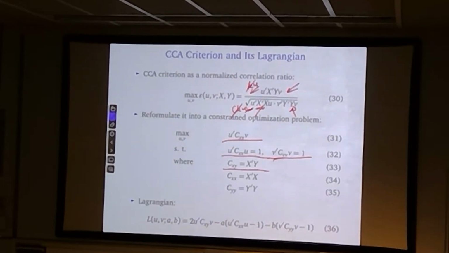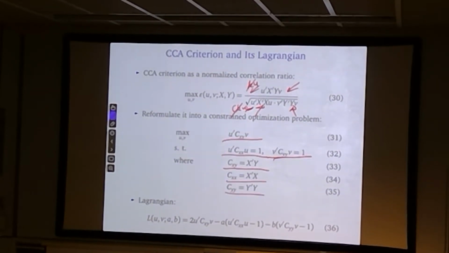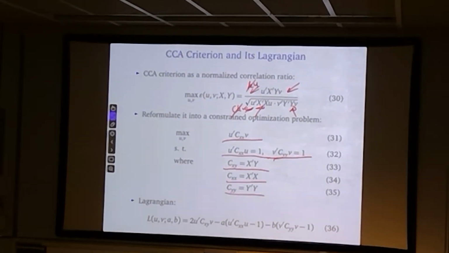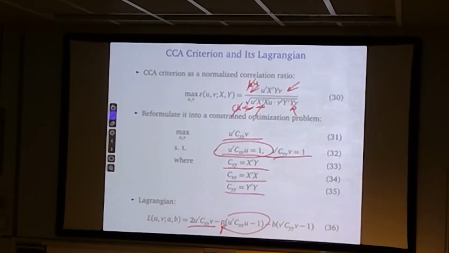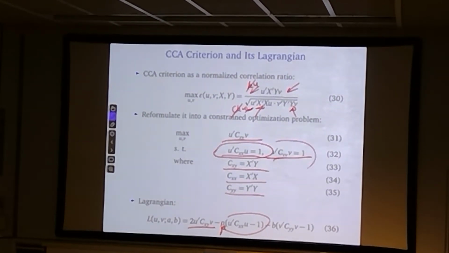And Cx, Cy are just the sample estimates of the covariance matrices. Now we have the Lagrangian objective, minus the first constraint with the dual variable alpha, and then beta for the second constraint, okay?